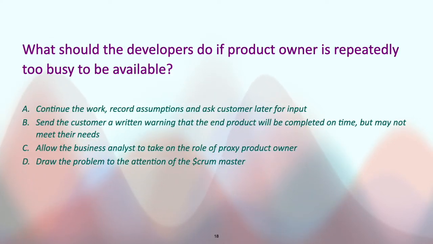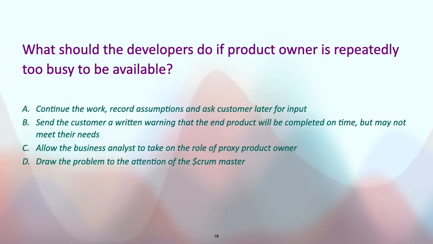What should the developers do if product owner is repeatedly too busy to be available? Basically, when product owner is not available because he is very busy, what can developers do? So there are 4 options.